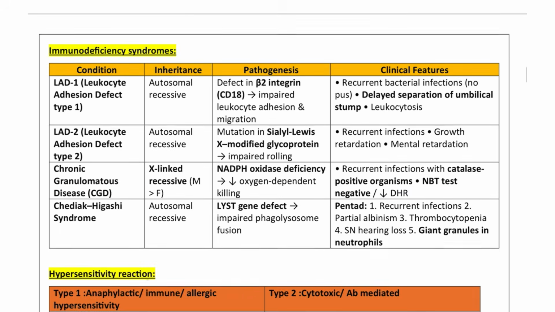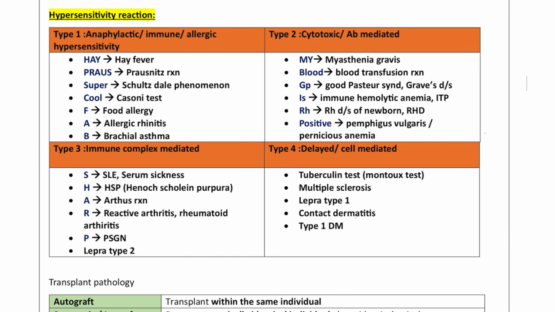So let's see the examples from here, guys. First, type 1 hypersensitivity reaction examples are hay fever, Prausnitz-Kustner reaction, Schwartzman phenomenon, Casoni test, food allergy, allergic rhinitis, bronchial asthma. Type 2, sometimes known as type 5 also: myasthenia gravis, blood transfusion syndromes, Goodpasture syndrome, Graves disease, immune-related hemolytic anemia and thrombocytopenia, and also Rh disease, rheumatic heart disease, pemphigus vulgaris, and pernicious anemia.